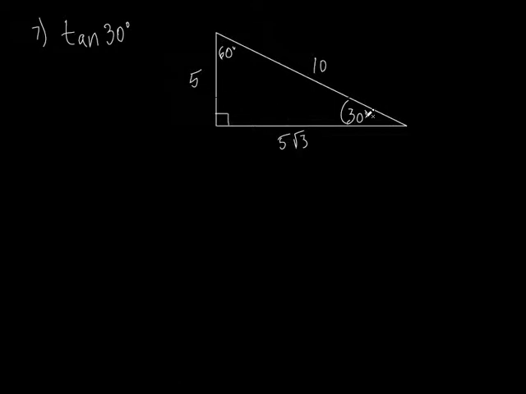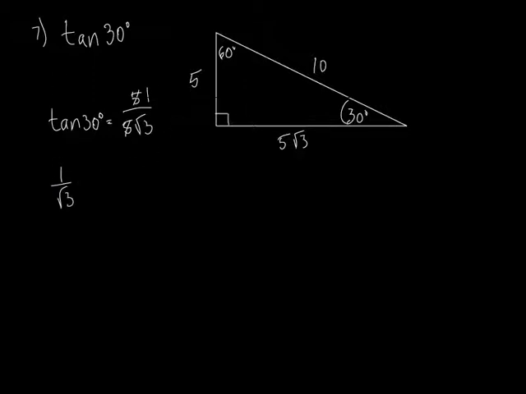And let's find the tangent. The tangent is what? Opposite over adjacent. So let's write it like this. We write the tangent of 30 is equal to the opposite. Opposite of 30 is 5, over adjacent, which is 5 square root of 3. Now we got to simplify this thing right here. Look what happens. 5 goes into 5 one time. Make sure you put the 1 up here. So it's 1 over the square root of 3.